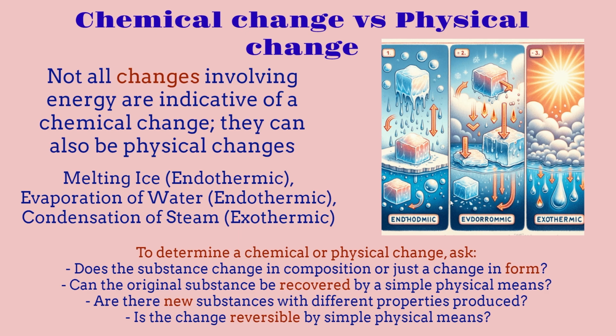And is the change reversible by simple physical means? If it is reversible by simple physical means, then we know that would be a physical change. And if it wasn't able to be simply reversed, then that means it's a chemical change. So this is the difference between chemical and physical changes.